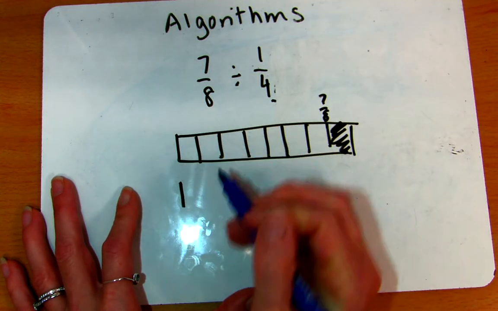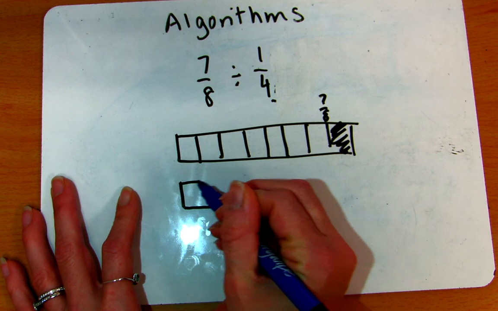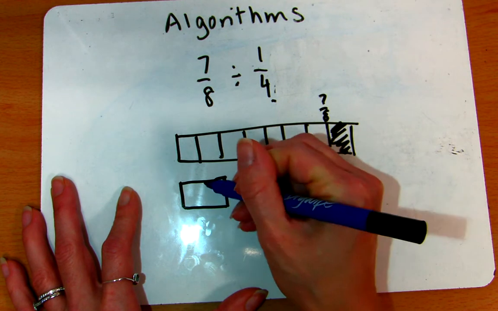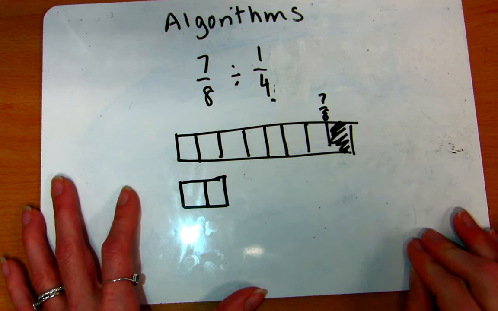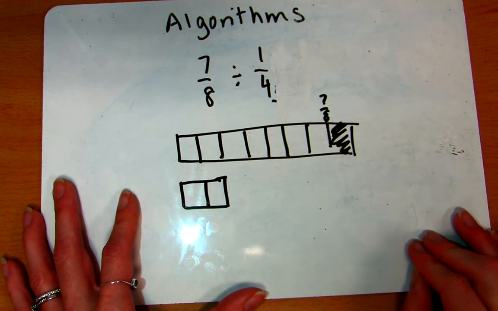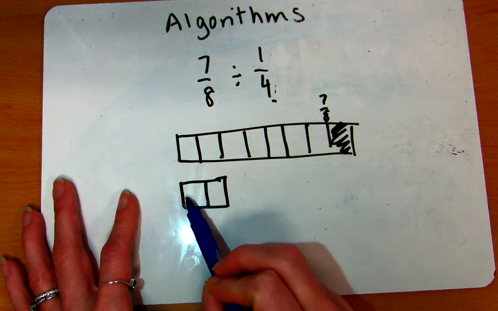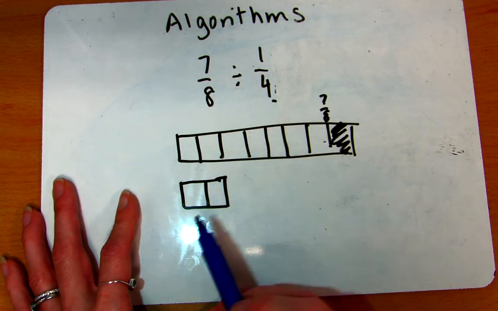Well, we already decided what is a 4th out of 8ths. It's 2/8. There's a 4th because that would fit in 1, 2, 3, 4 times. Right? Now I've got the same size pieces. So that's the key to this algorithm, is that the pieces have to be the same size. As soon as I see that the pieces are the same size, these are 7 identical things and 2 identical things, right? 1, 2, 3, 4, 5, 6, 7, and 1, 2.